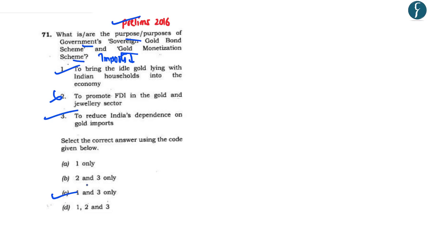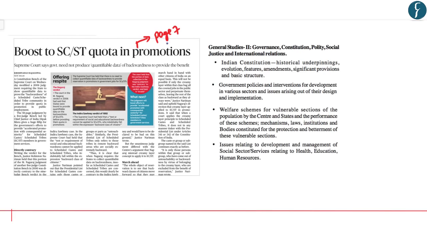Now having understood about this particular article, let us now move to the next article. Now this particular article has been taken from page number 7. The title of the article is Boost to SC/ST Quota in Promotions. This article shall be important from the perspective of GS Paper 2 under the subsection Indian Constitution as well as welfare schemes for the vulnerable sections.